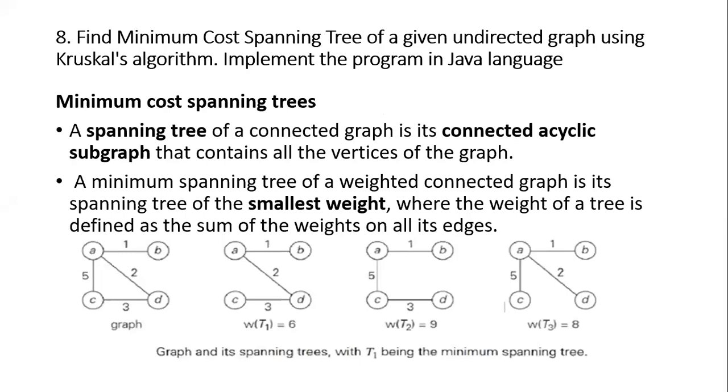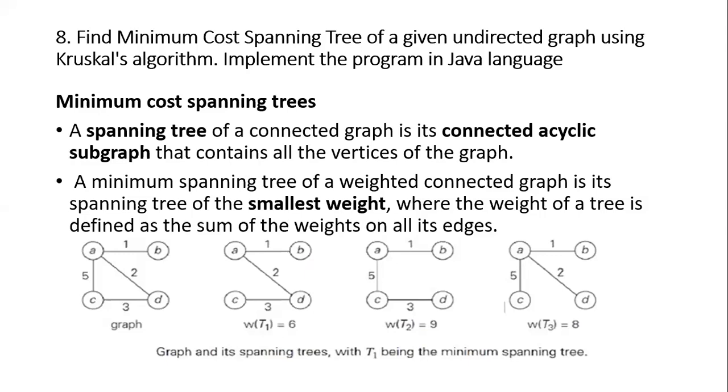Before going to the program, what is a minimum cost spanning tree? We all know that a spanning tree is a connected graph and it will be acyclic. There should be no cycles. A spanning tree of a connected graph is a connected acyclic subgraph that contains all the vertices of the graph. That is, it should contain all the vertices, but I have to remove the edges.